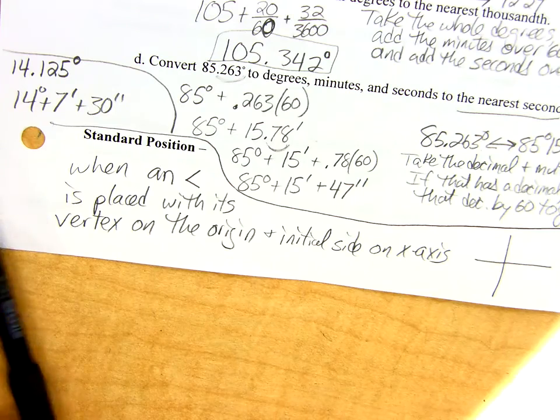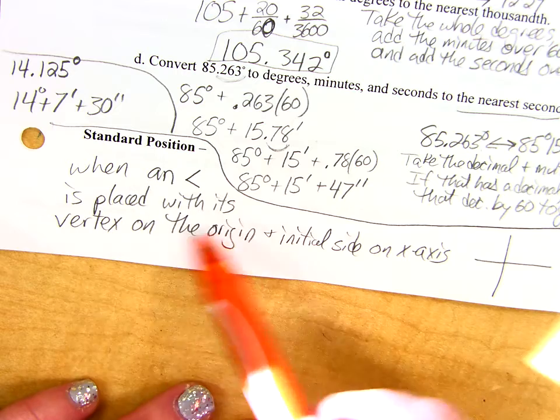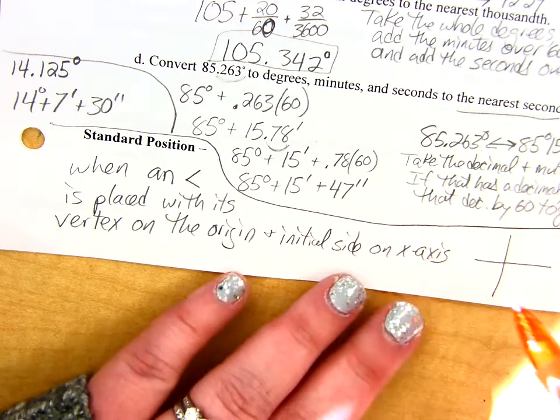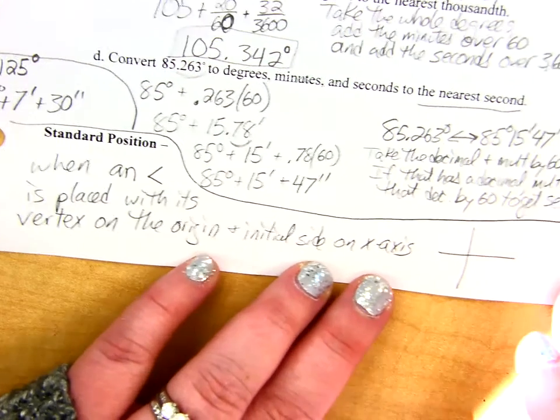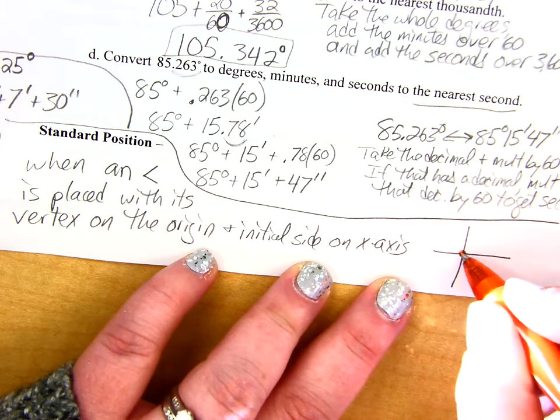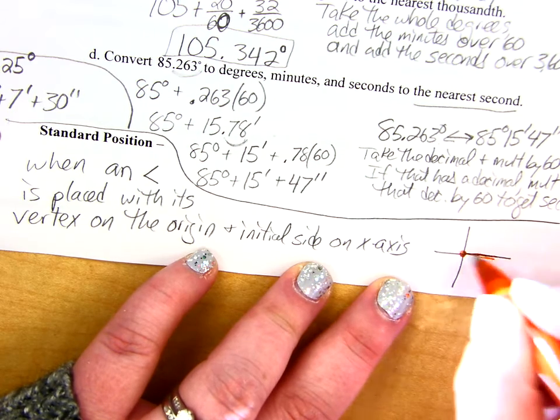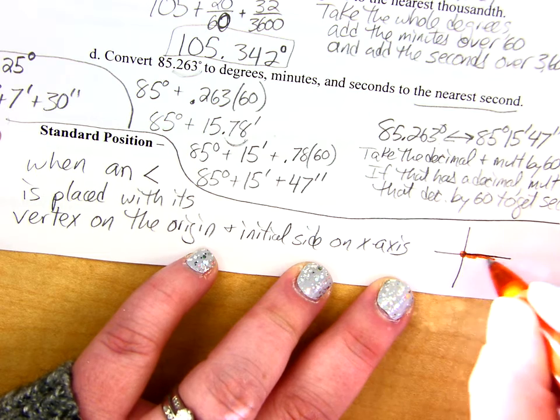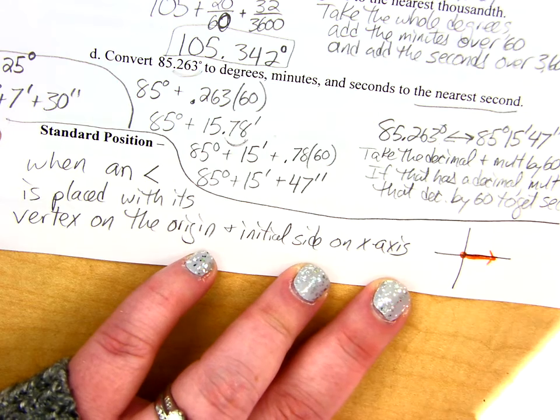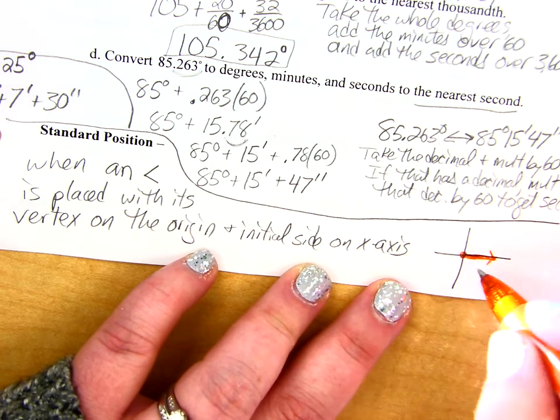We are finishing up 1-1 on angles, and we just said that standard position is when an angle is placed with its vertex on the origin and initial side on the x-axis. So if I have a coordinate plane here, an angle in standard position is going to look just like this. Vertex here, its initial side will be right along the x-axis. Okay, so there's its initial side, and then the terminal side could be anywhere, wherever it lands.